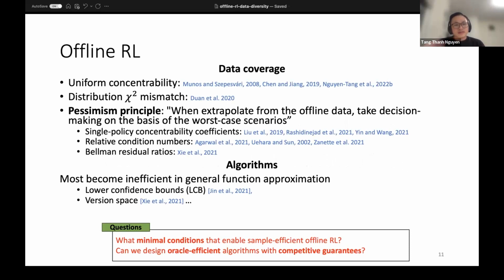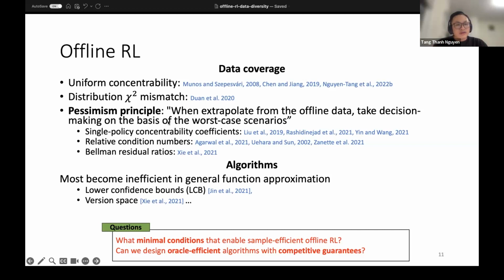So, offline reinforcement learning. As I mentioned, one essential problem of offline reinforcement learning is to deal with the distribution shift. To deal with that, prior works need to quantify the measure of the distribution shift in the offline data. The early works of offline reinforcement learning use uniform concentrability coefficients. Basically, they assume that the offline data has uniform coverage over all the state and action pairs. That's why it's possible to learn the optimal policy from just offline data. But that kind of assumption is very strong and doesn't hold in practice.